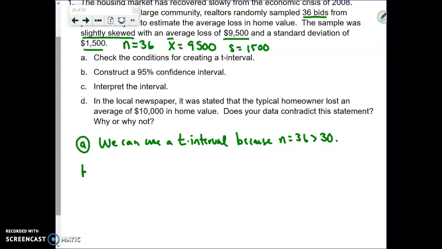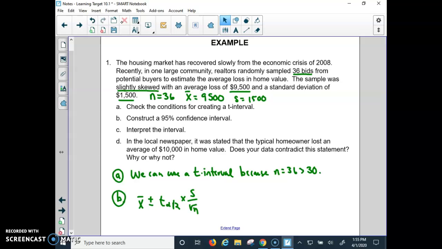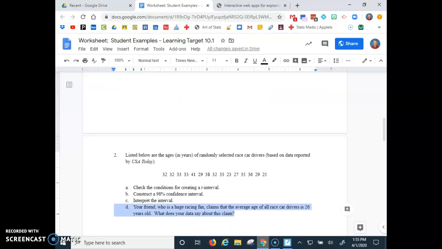So B says now construct a 95% confidence interval. So if we do that, here's the formula: we're going to take our sample mean plus or minus our critical value of t, and remember that's t of alpha divided by 2, don't worry about that, times our standard error, which is our sample standard deviation divided by the square root of n. Now one thing I haven't stated here yet is what is our t value? Well, normally we use a table, but ladies and gentlemen, we could use our stat app for that. So I'm going to go ahead and go to my stat app here.